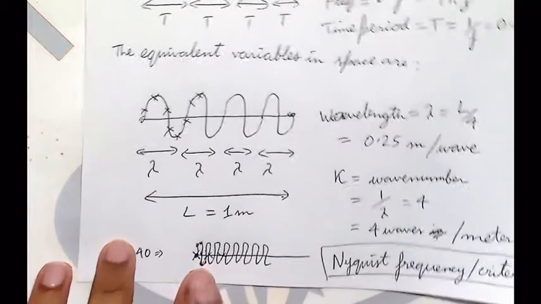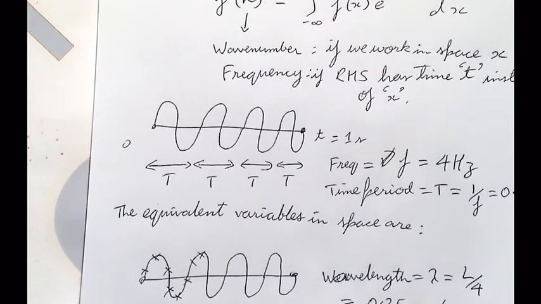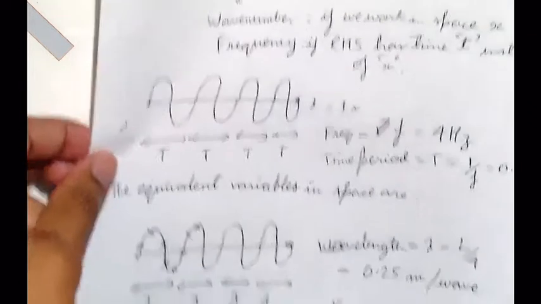If we don't, the signal we try to reconstruct might end up being some random signal. Okay, so whenever you see wave number kappa, just think of it as the equivalent of frequency, but in space. There's nothing special about it.